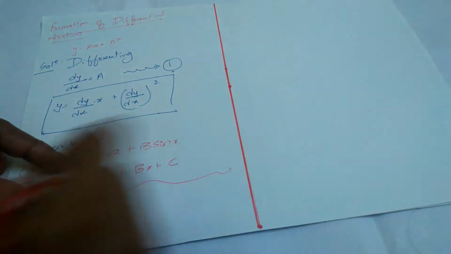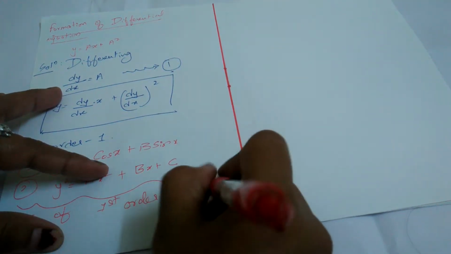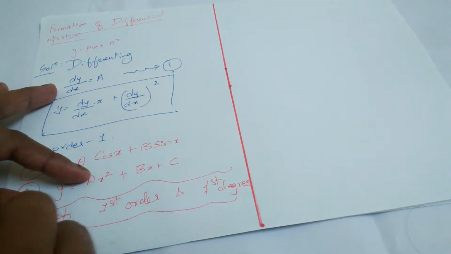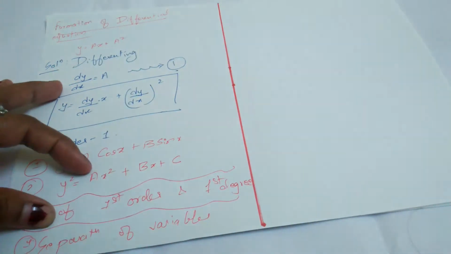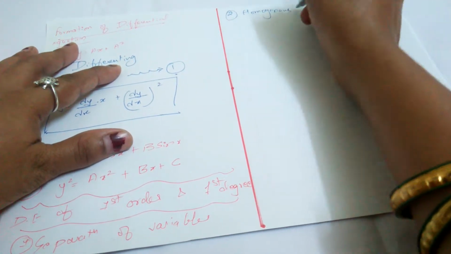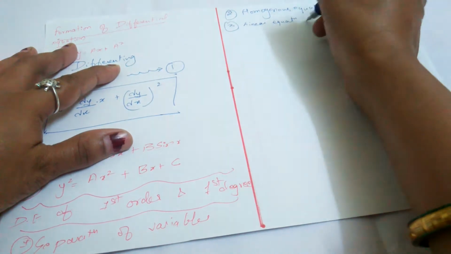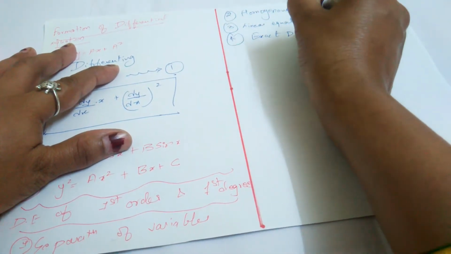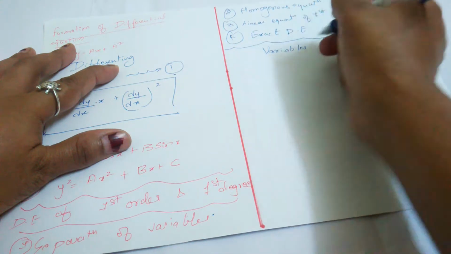Okay, now I'm going to start a new topic called differential equation of first order and first degree. As we know, there are different methods to solve a differential equation. The first method is separation of variables. The second method is homogeneous equation form. The third is linear equation of first order. And the fourth method is exact differential equation. I'm going to start with the first method, that is variables separable.